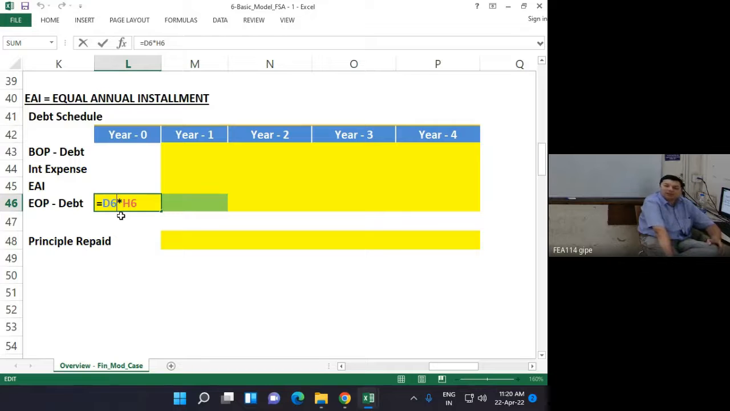How much is year 1 EOP debt? That you take. Year 0 EOP I have shown. Year 0's ending will become year 1's beginning. If you build it like that, then you will be able to copy it across all 4 years. That means you will not have to build the formula again for the next years.